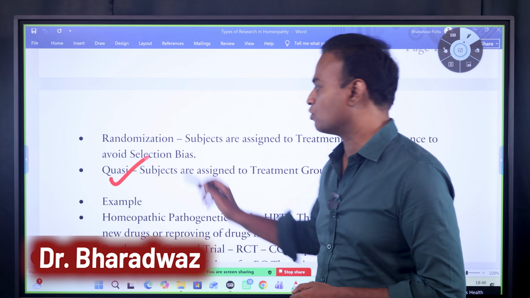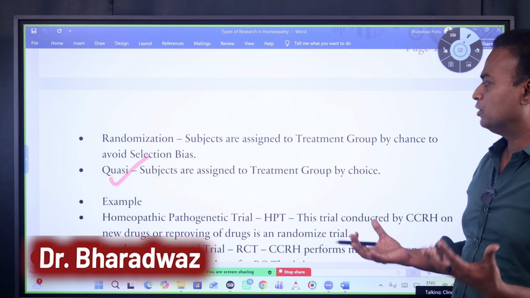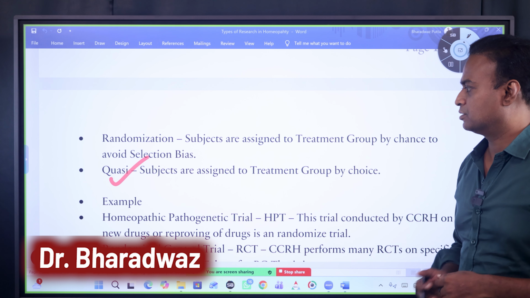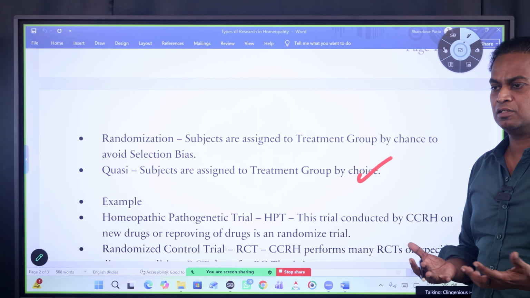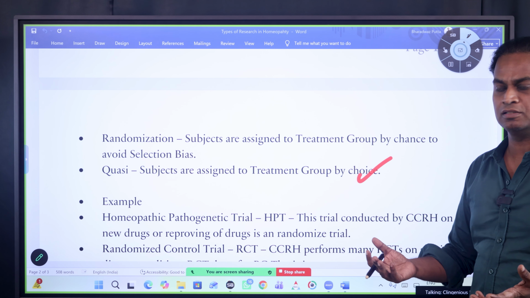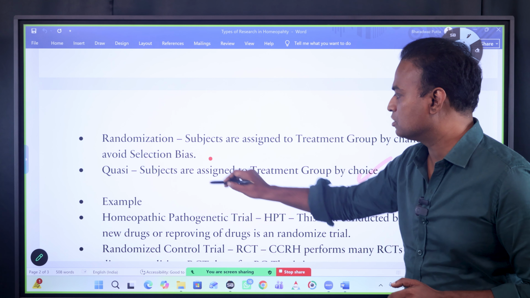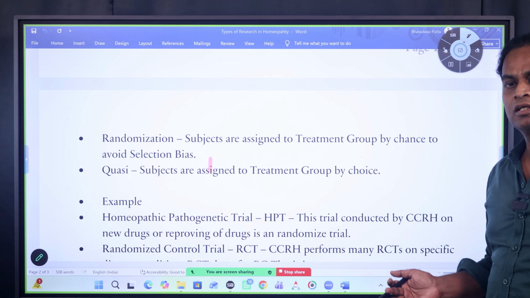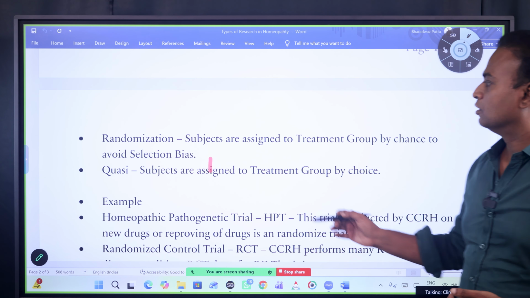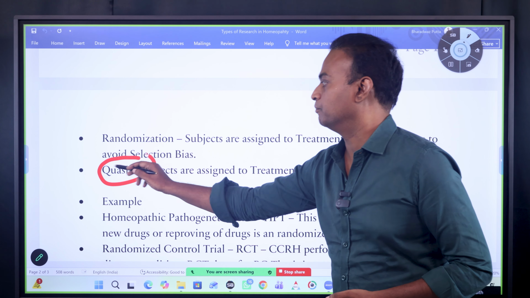This is quasi research. Quasi research is a common research we people do as PGs. The subjects are assigned to the treatment group by choice. Normally, what the PGs do is they take the patient and give the medicines. In that, only one treatment arm is there. In that treatment arm, they will directly assign the patient and give the treatment. Almost all the research done by PGs is quasi research with a single arm.